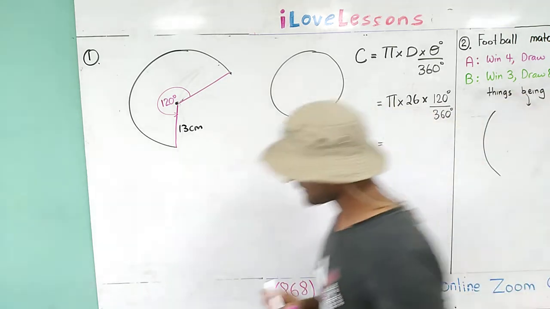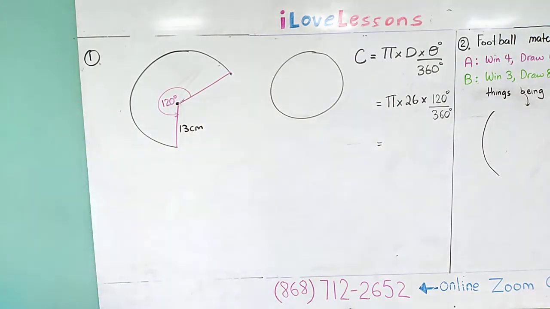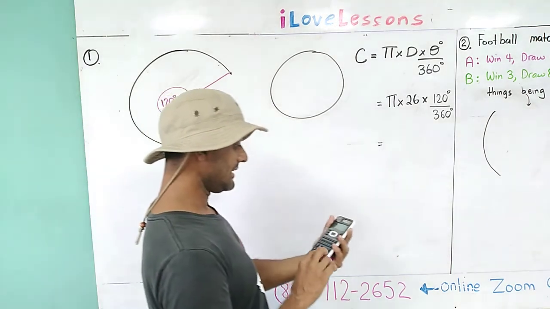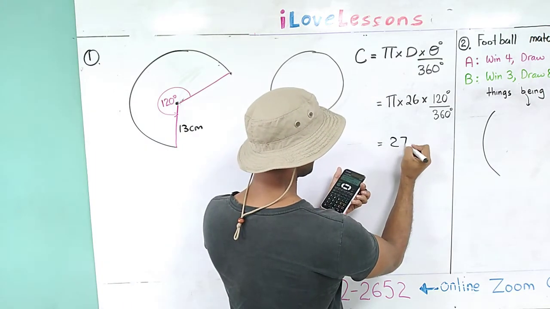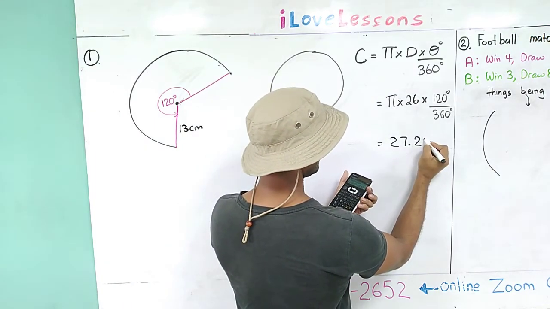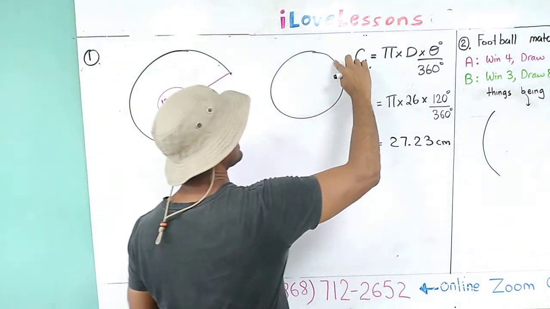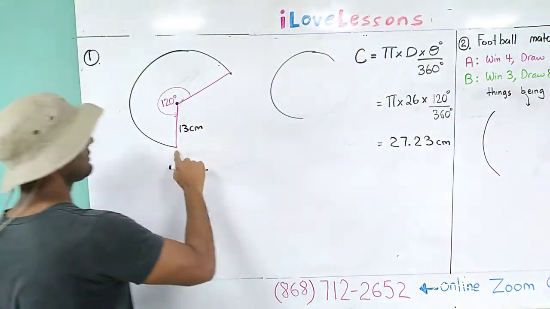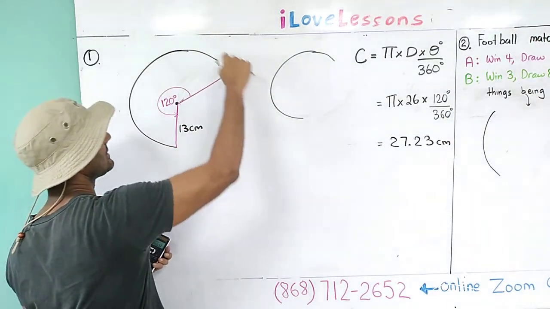Now there's a trick in this question that a lot of students normally fall for. So it's pi multiplied by what? 26 multiplied by 120 divided by 360. And we're going to get roughly 27.23 centimeters. But here's the trick. That's only this part from here to here. That's the black part here.